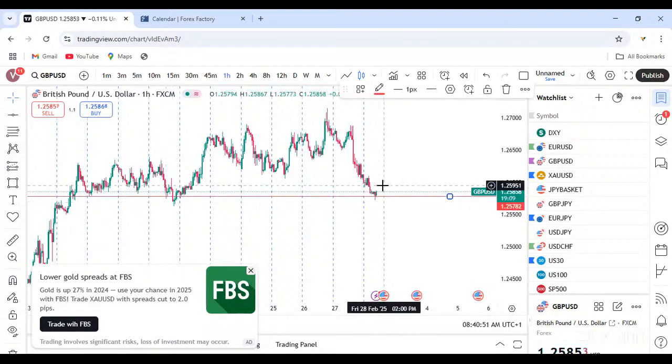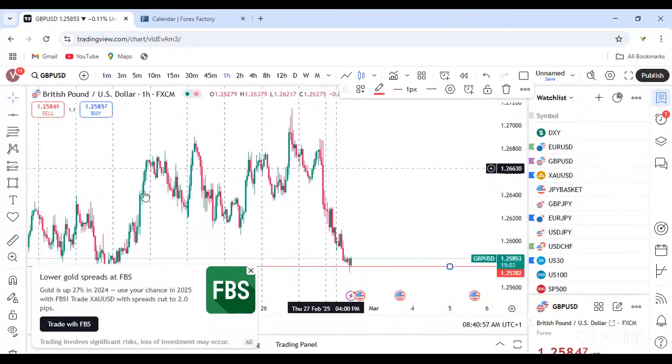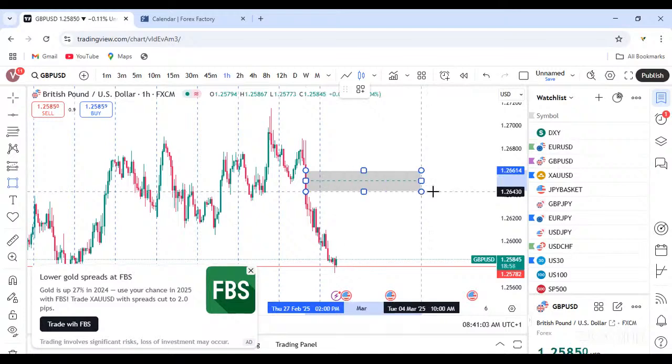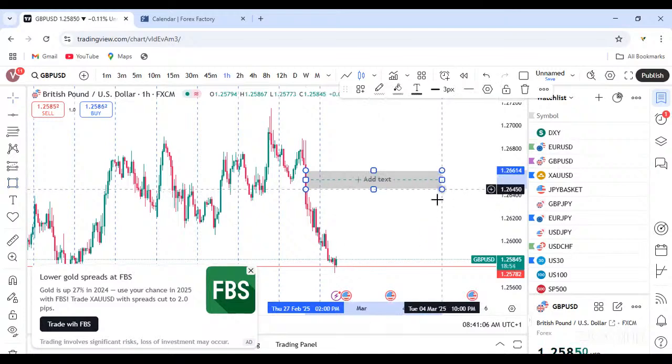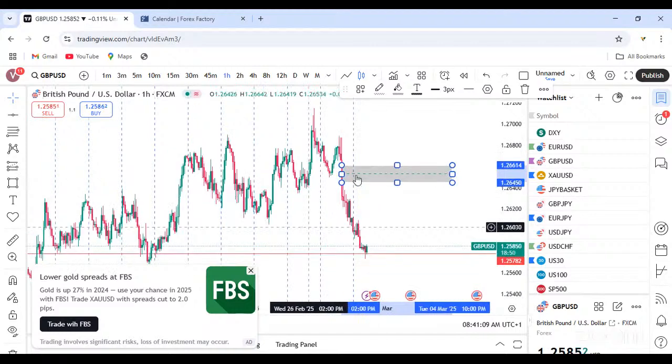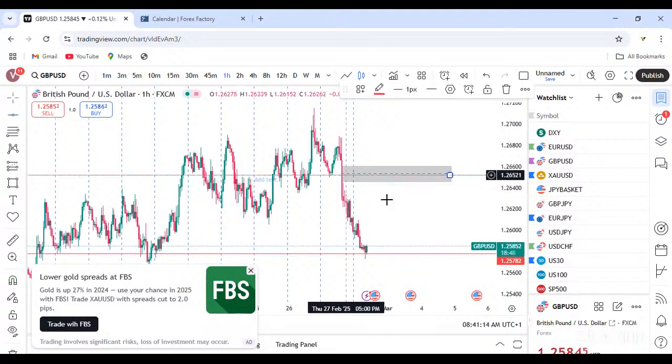So if you're looking out to buy, I think here's a good place to buy GBP USD from. And of course, there's a fair value gap here that price may react off from. So if you are taking the buy on GBP USD, your first take profit should be at 1.26521.